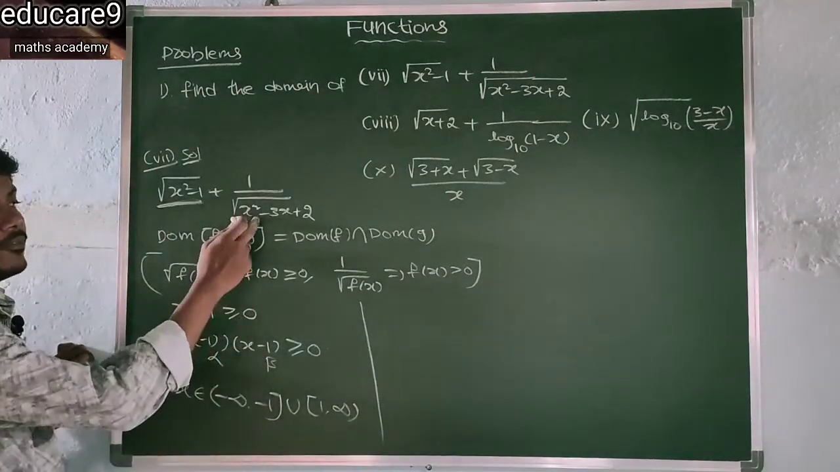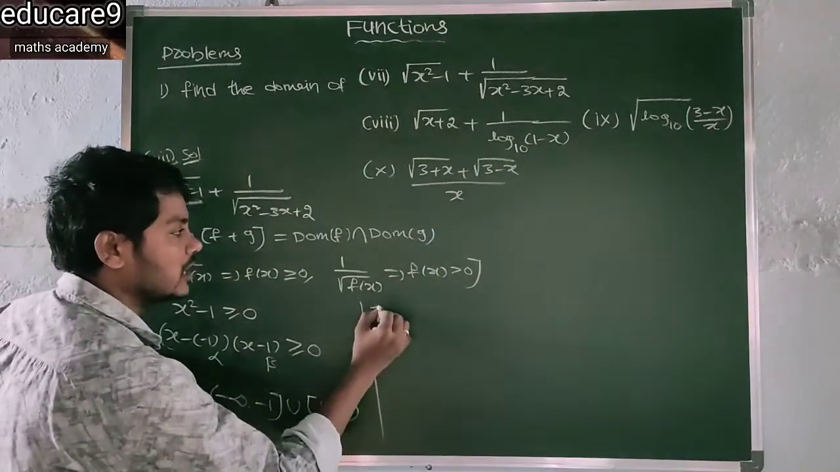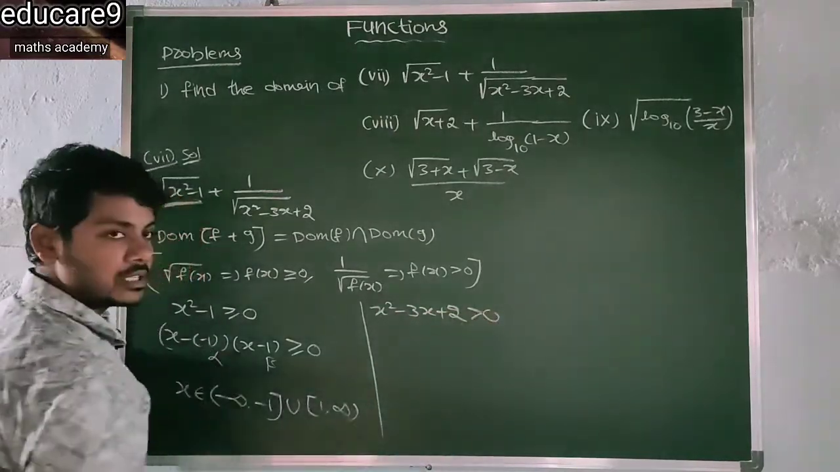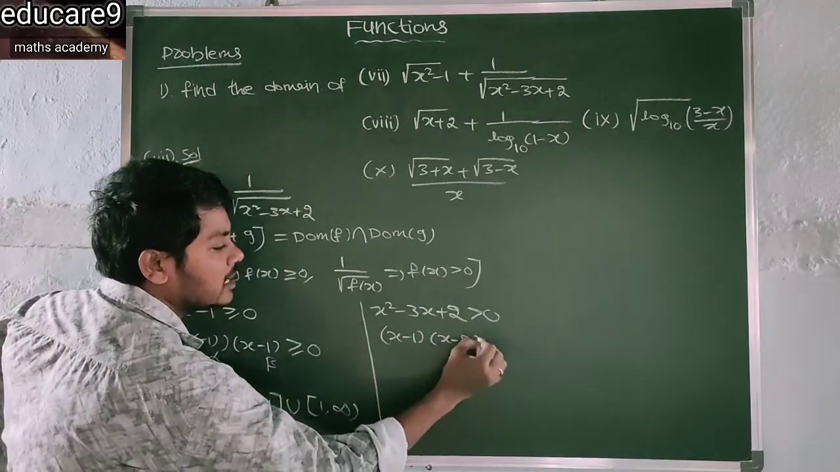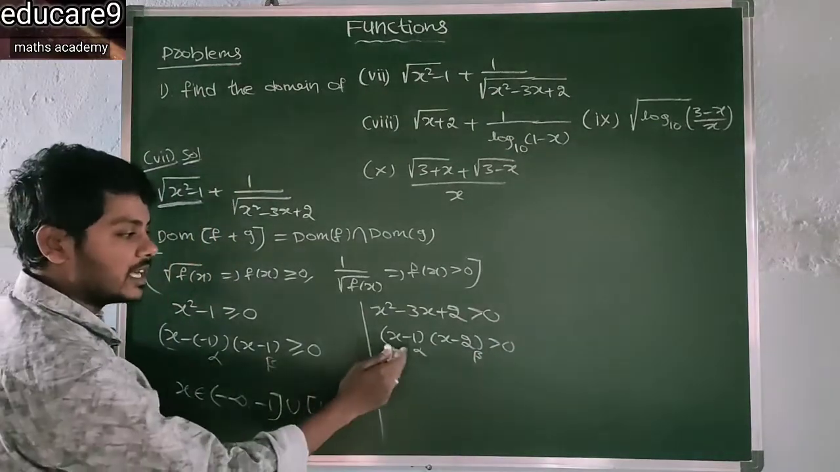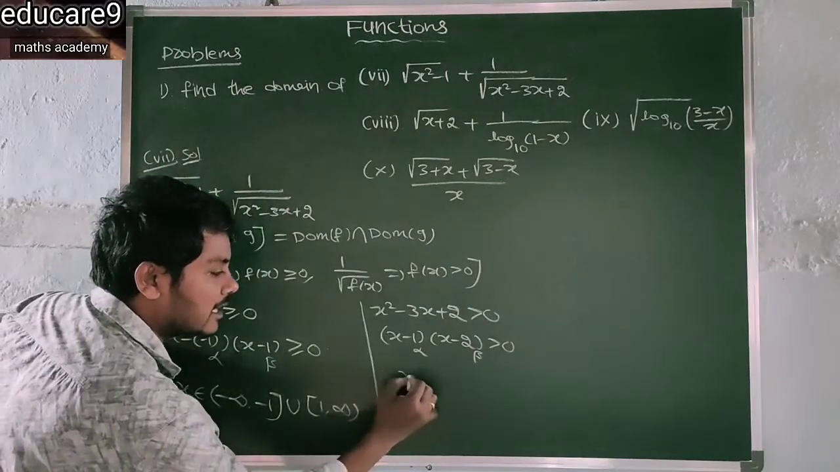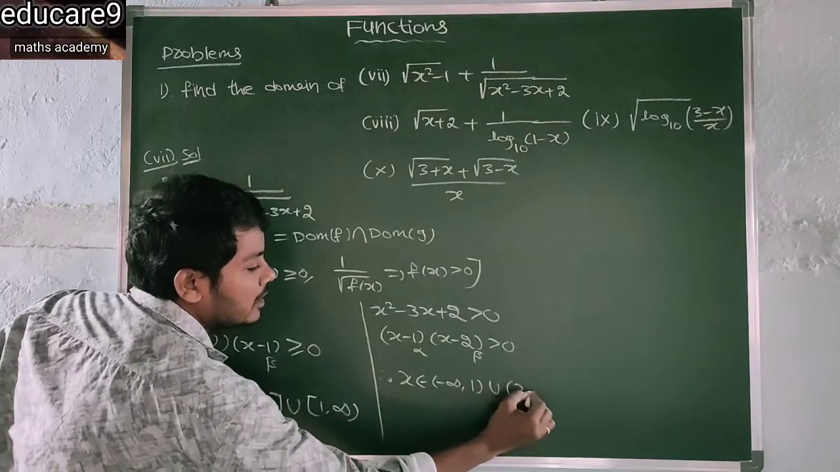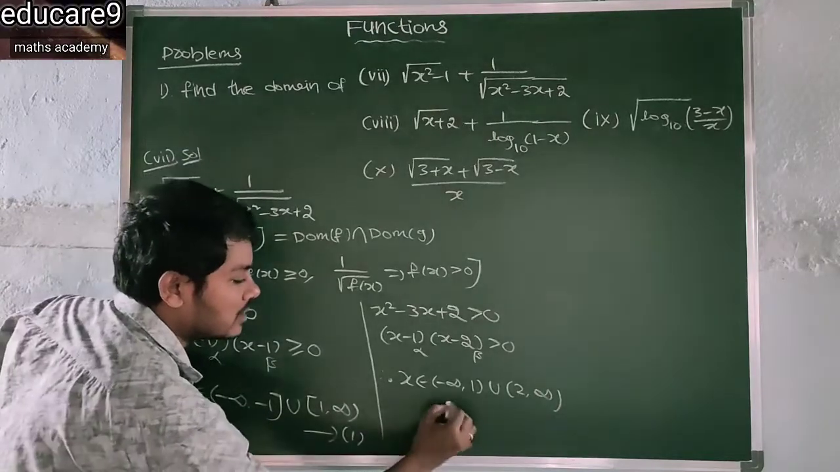Now find the domain of this function. So in this case f of x is greater than 0. Therefore x square minus 3x plus 2 is greater than 0. This can be written as x minus 1 into x minus 2 is greater than 0. This is alpha and this is beta. So x minus alpha into x minus beta is greater than 0. So in this case x belongs to minus infinity comma 1 union 2 comma infinity. This is equation 1 and this is equation 2.